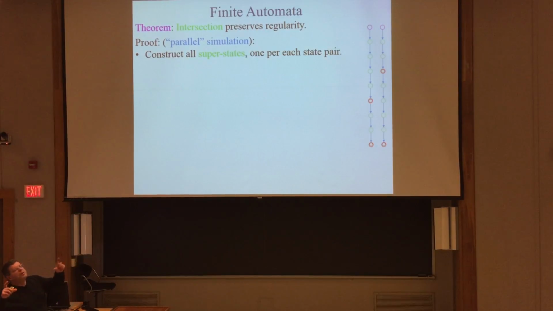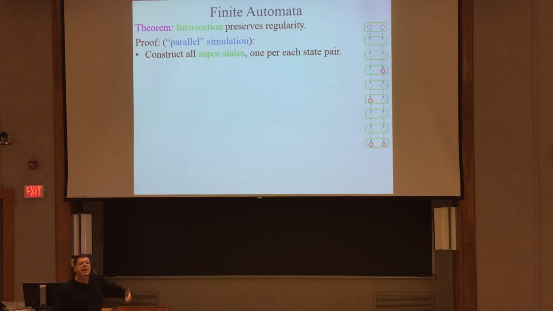We're going to create so-called superstates that are pairs of states, right? So I'm going to create a superstate here that's made up of two initial states, a superstate here that's made up of these two states, and so in fact, I want to create superstates for every combination of states from the first machine with every combination of states from the second machine. I'm going to cross product these two state sets, Q1 cross Q2, Q1 being the state set of the first machine, Q2 being the state set of the second machine. We're going to cross them all together in all possible combinations, ordered pairs, right?